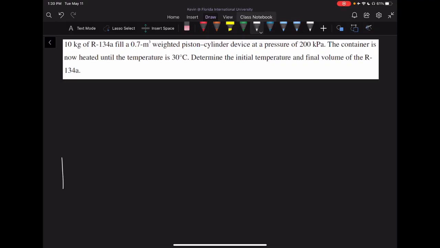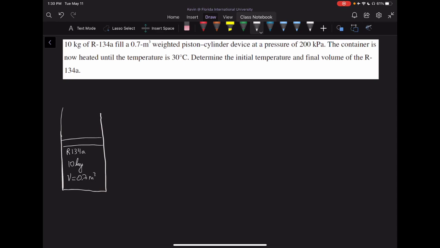So the first thing we want to do in these kinds of problems is to write down all of our values, and I'll show you how to sort of write down those values. But before we get started, I just want to do a little diagram of what we have in terms of our piston cylinder. So our piston cylinder looks something like this, and pretty simple device. And we know that we have R134A, and we're told that we have 10 kilograms of R134A and that the volume is equal to 0.7 meters cubed.